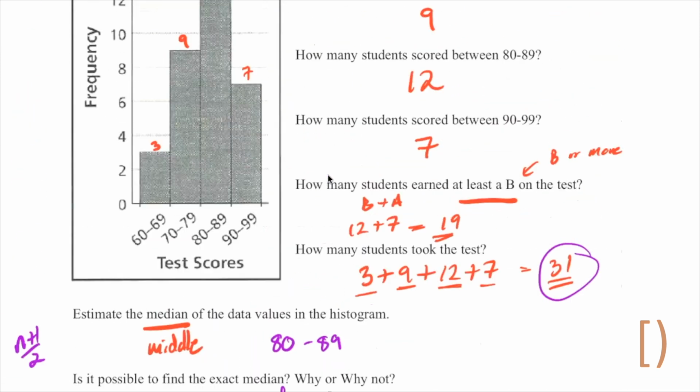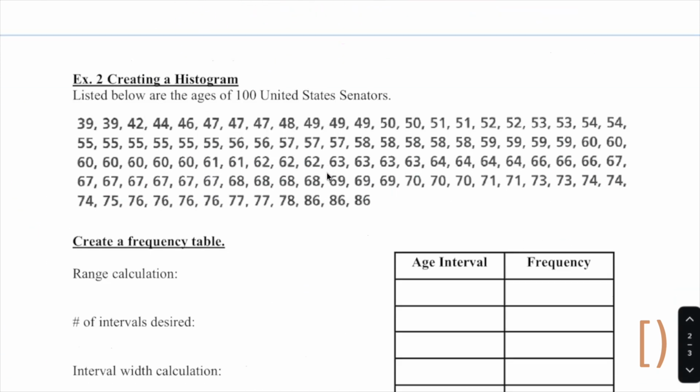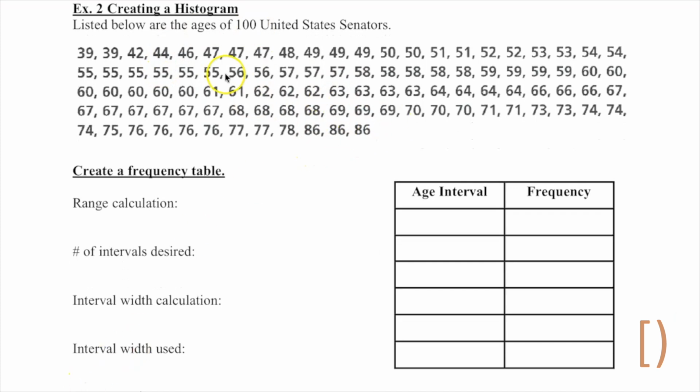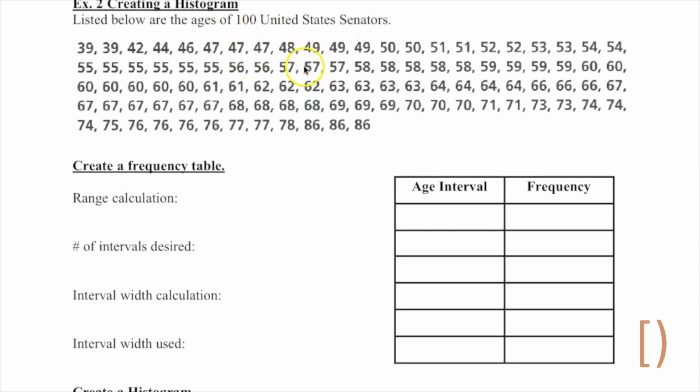Okay. How do we create a histogram? This one was reading a histogram. How do we make one? Well, to make one, we've got to count the data. So here's our data. Now it is in order for us, thank goodness. Here's a list of the ages of 100 US senators. So that's going to be our data. It's a list of 100 US senators, and a lot of them are old.